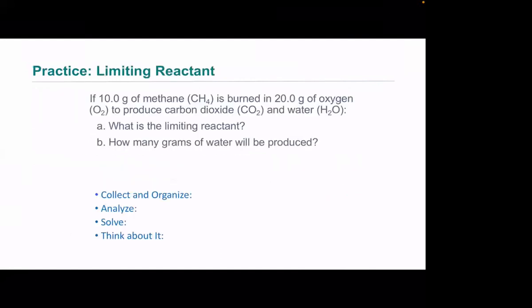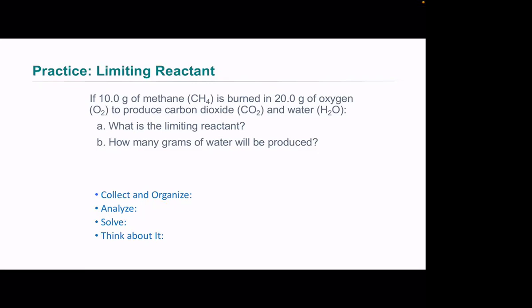If 10 grams of methane is burned in 20 grams of oxygen to produce carbon dioxide and water, what is the limiting reactant? How many grams of water will be produced? So we'll do an example. We'll get into percent yield later. I'm introducing theoretical yield, so this is still a theoretical yield calculation. Theoretically, how much should occur here?